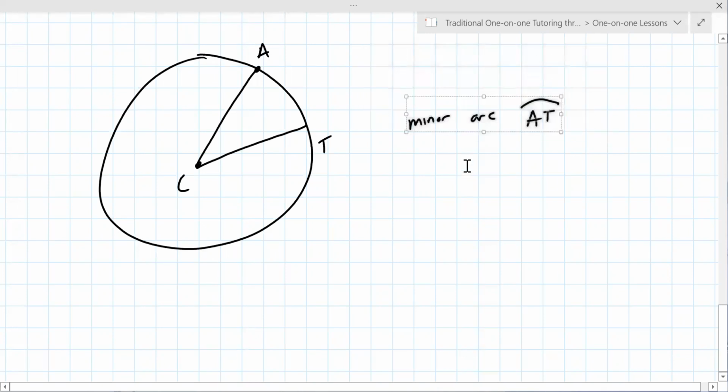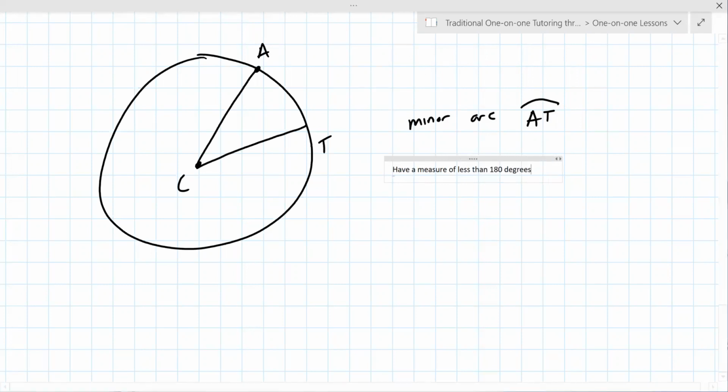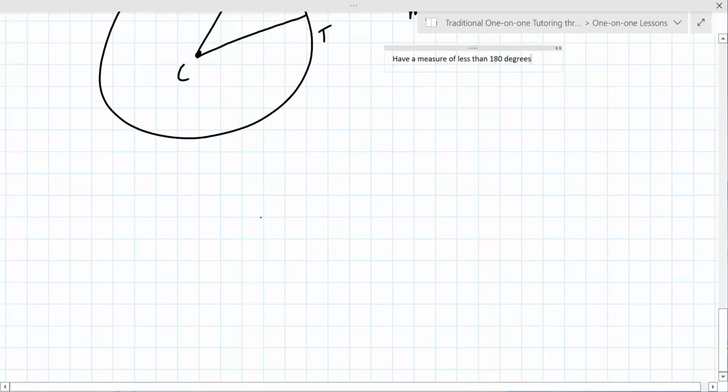The first one is a minor arc. Minor arcs have a measure, and this is very important, of less than 180 degrees. Have a measure less than 180. Okay. And then a major arc will be next.